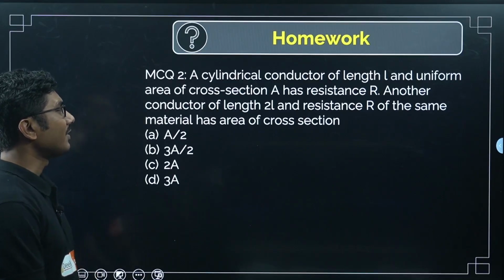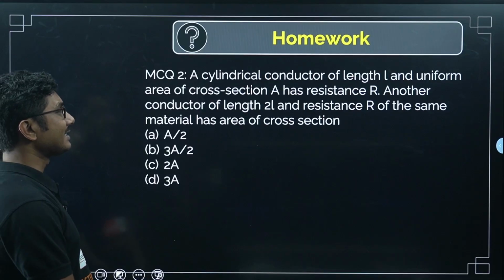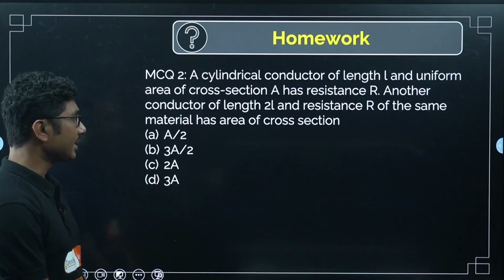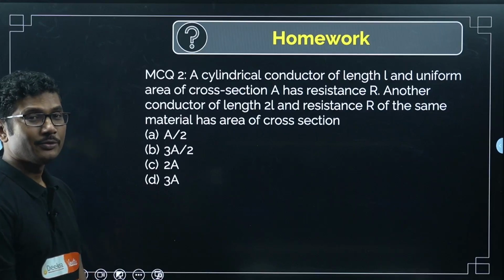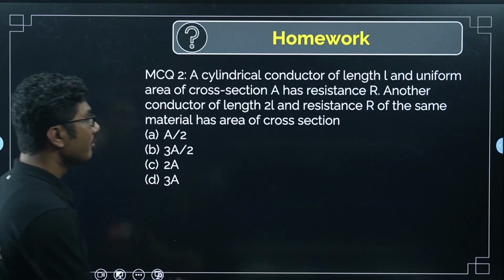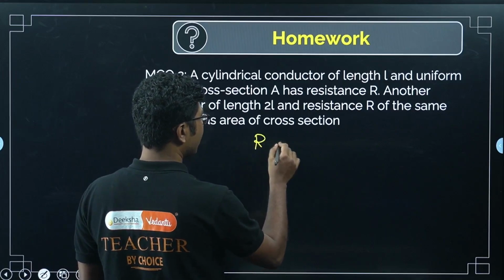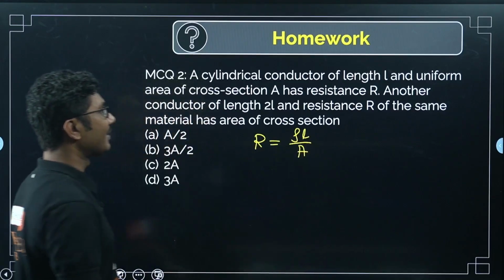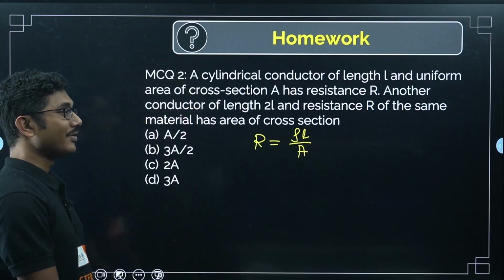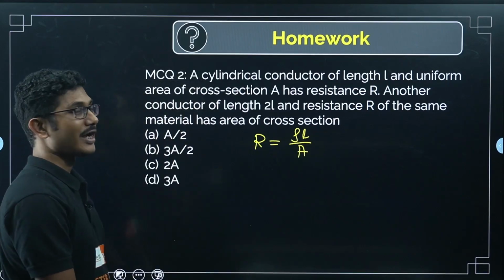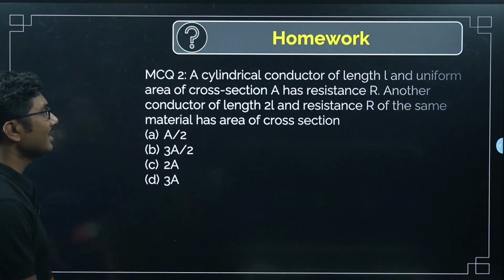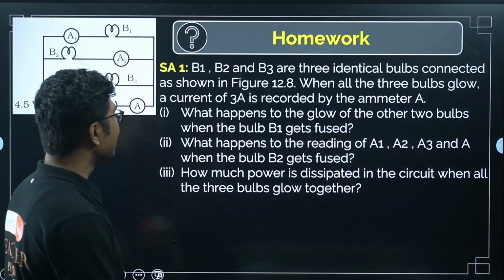Another conductor of length 2L and resistance capital R of the same material has area of cross section. Now they have given you the formula, I already told you, R is equal to rho L by A. So in this case they have given the resistances and they have given you length, and they are asking you to find the area between the first and second case. Simple question.